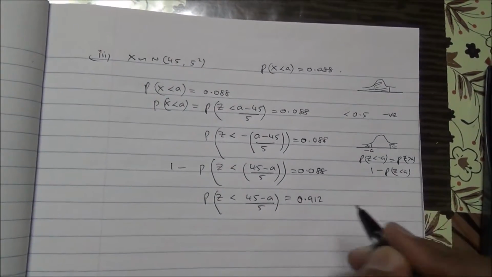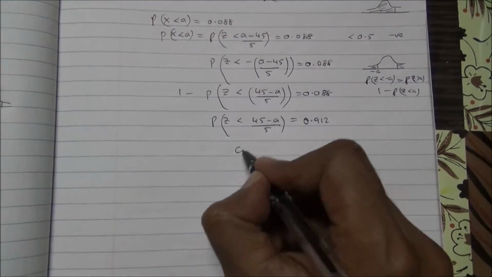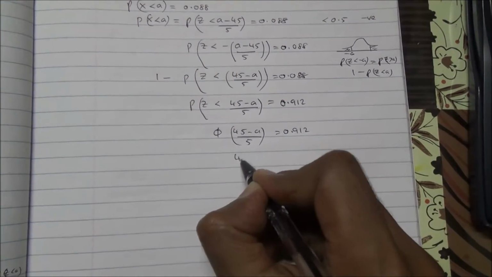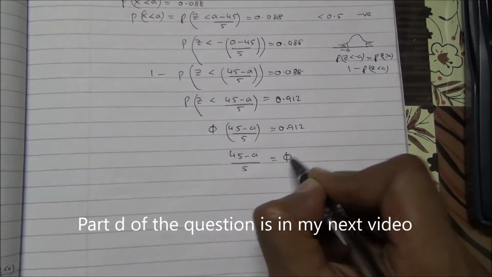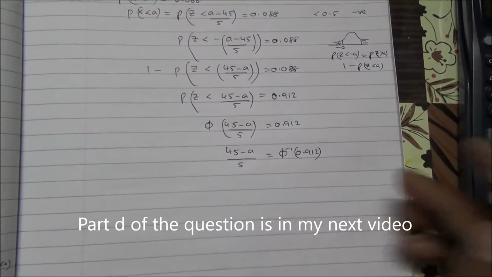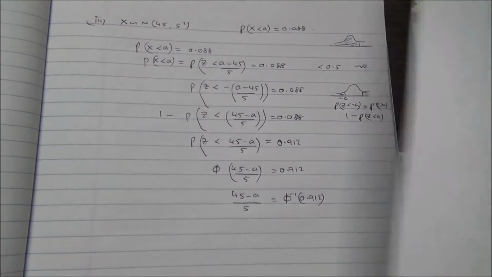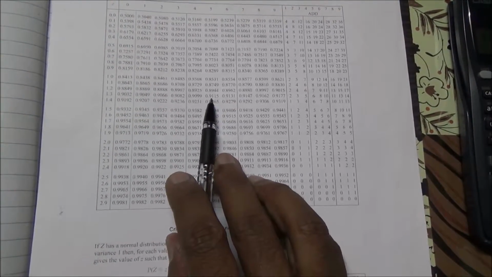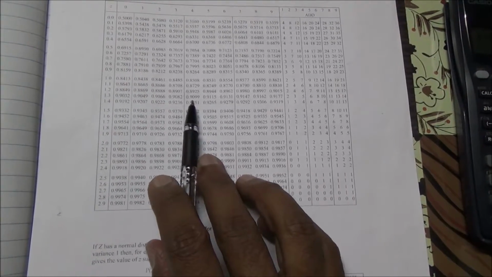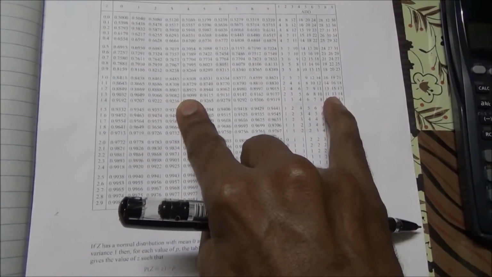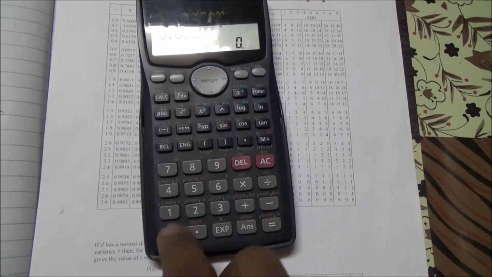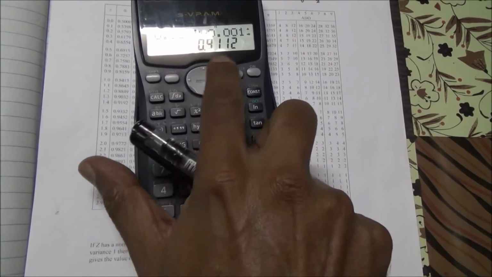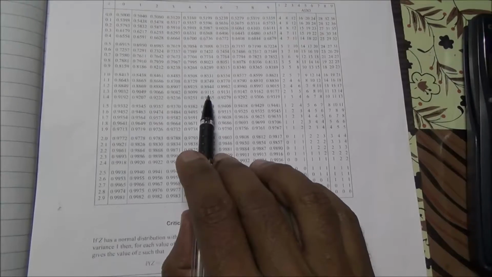So from here, the Φ of (45 minus a) over 5 is equal to 0.912. (45 minus a) over 5 is equal to the inverse Φ of 0.912. Let's check this out from our table. 0.912, 0.915. Here we are, 1.3. What about this one? Add up with, let us say, 1.35. That's going to be 0.9112. So that's not right. So this one is the better value.